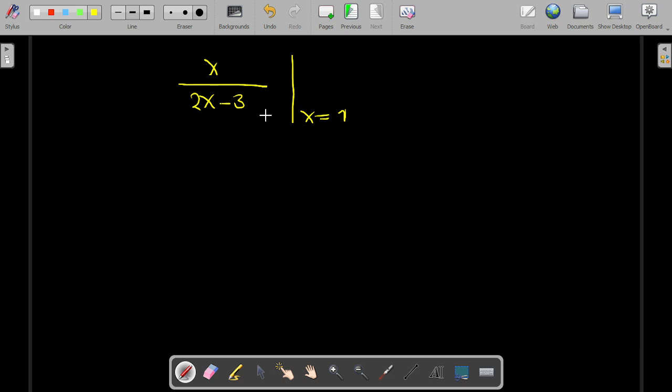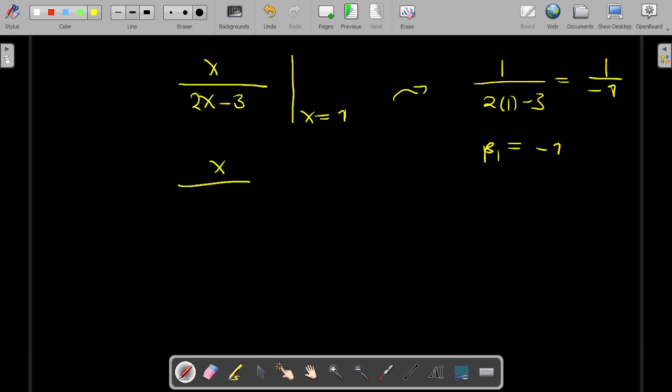So here we're going to get, if we substitute 1, 1 divided by 2 multiplied by 1 minus 3, like so. Now this is going to be equal to 1 divided by minus 1. Now the first scalar that we're supposed to find, we're going to call it beta 1. Now the first scalar is going to be beta 1, which is going to be minus 1.